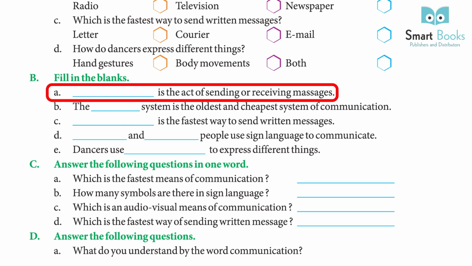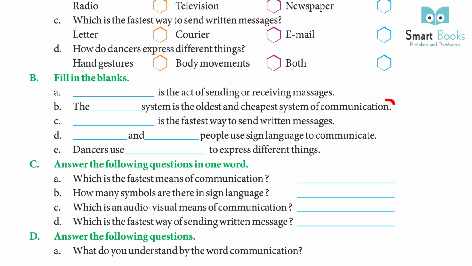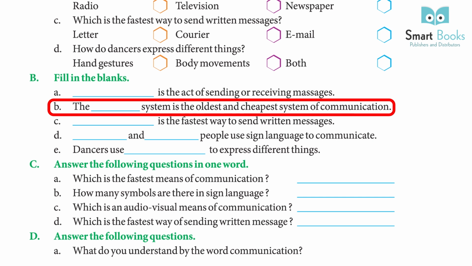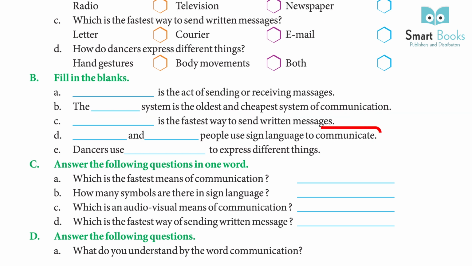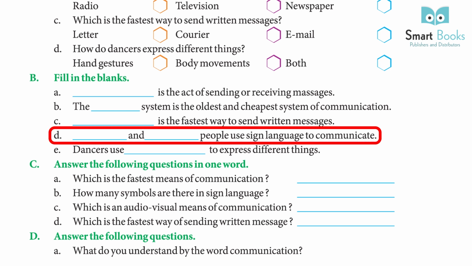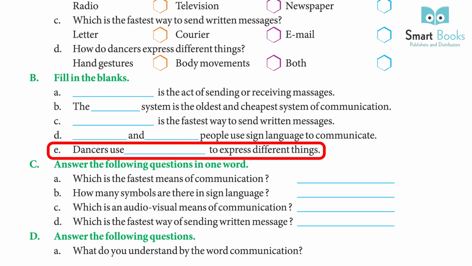A. Dash is the act of sending or receiving messages. Answer: communication. B. The dash system is the oldest and cheapest system of communication. Answer: postal. C. Dash is the fastest way to send written messages. Answer: email. D. Dash and deaf people use sign language to communicate. Answer: dumb and deaf. E. Dancers use dash to express different things.